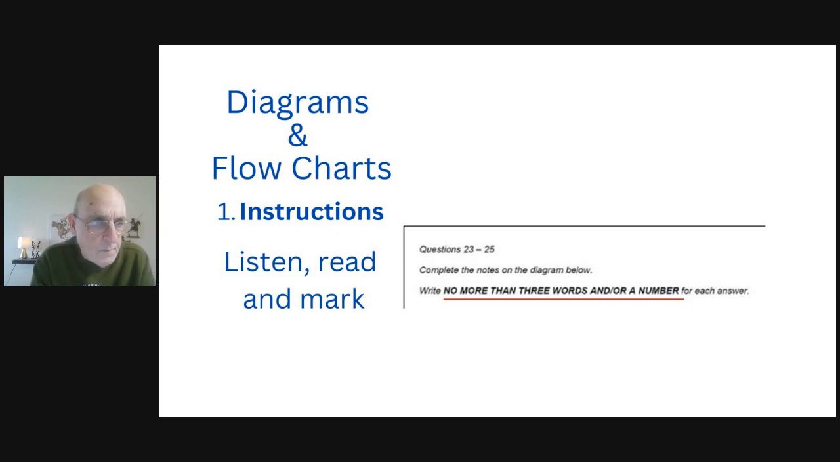And then again, we always read the instructions so that we know what we have to accomplish for the task. And in this situation, the instructions clearly say no more than 3 words and a number. So this could mean 2 words and a number, or 3 words, or less than 3 words, as long as you don't use more than 3 words and a number.